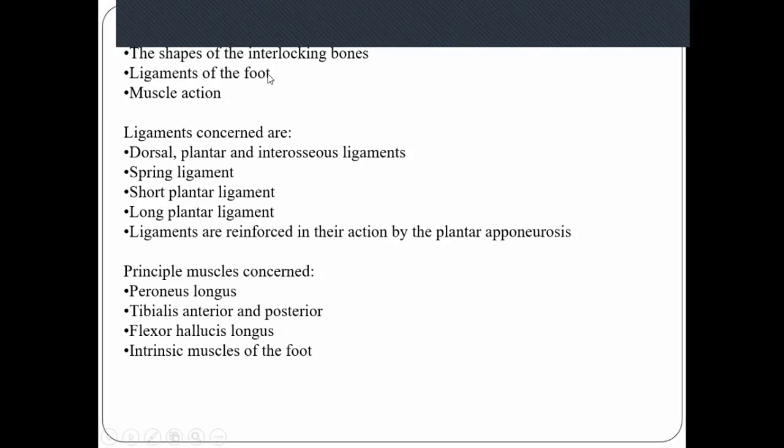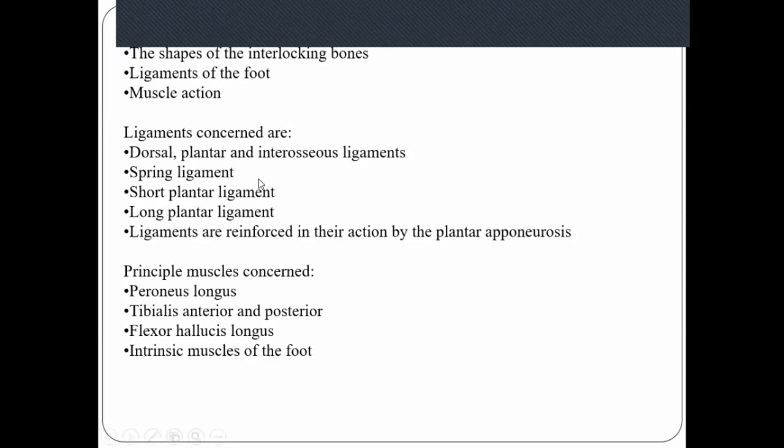In that, the ligaments of the foot which contribute to maintaining the arches are the dorsal, plantar and interosseous ligaments, spring ligament, short plantar ligament, and long plantar ligament. These ligaments are reinforced in their action by the plantar aponeurosis. As I said earlier, the plantar aponeurosis plays a major role in keeping the shape of the longitudinal arches.